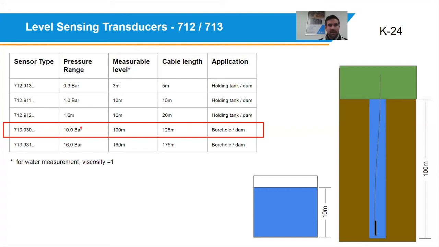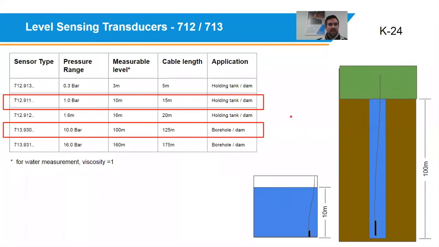So if your borehole is 100 meters deep, you would choose a transducer with, say, 125 meters of cable, just to give you a little bit of extra on the top outside the hole. And knowing that 1 bar equals 10 meters, the 10 bar range 713 would be enough to measure the full scale of 100 meters and still have an additional 25 meters of electrical cable outside the hole.